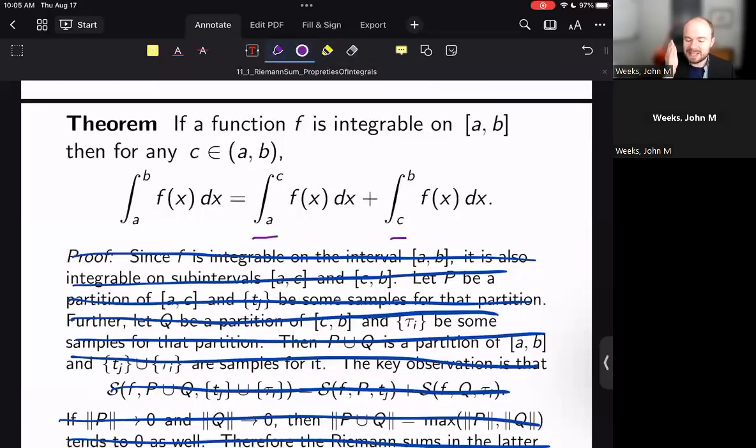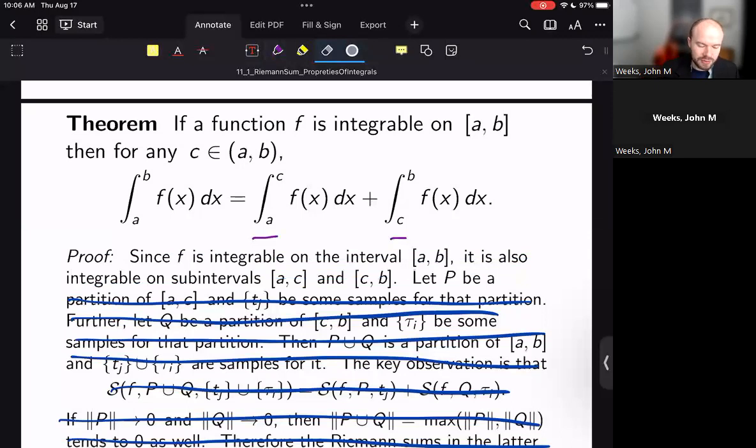If we have a function that we can split apart for any value c inside of the open interval going from a to b, we can split apart the integral into two. One integral going from a to c, one integral going from c to b. But of course, we have to use our rigorous definitions in order to get us to this point. So let's see how we could try and do this.